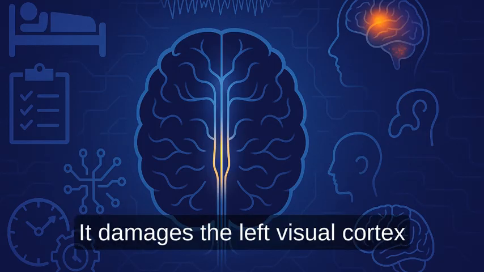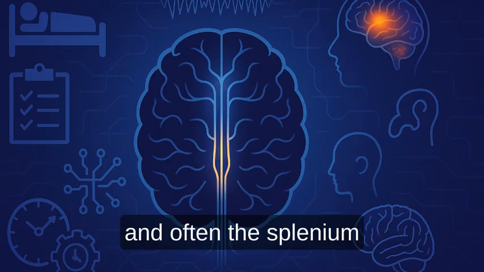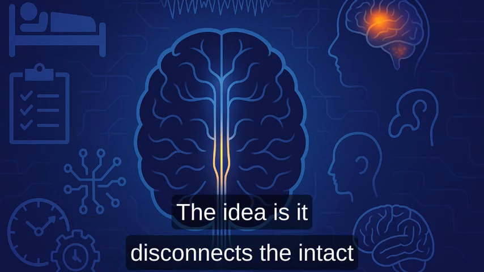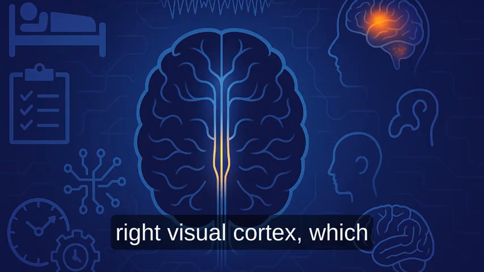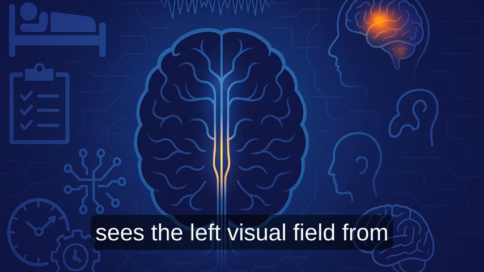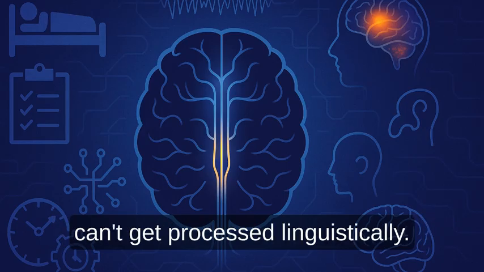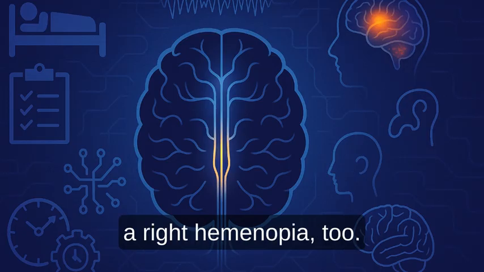It damages the left visual cortex and often the splenium of the corpus callosum, which connects the two visual cortices. The idea is it disconnects the intact right visual cortex, which sees the left visual field, from the left hemisphere language areas. So visual information about words can't get processed linguistically. Usually comes with a right hemianopia, too.